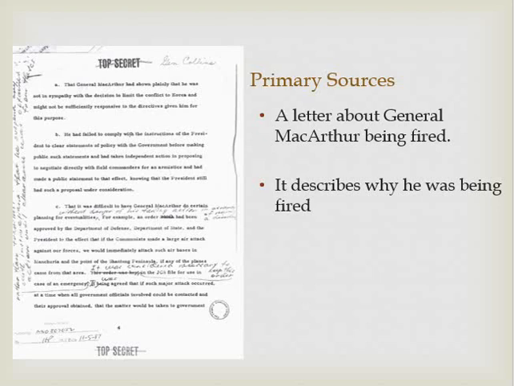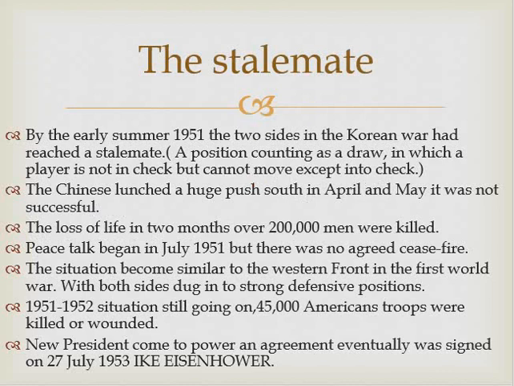Finally, the stalemate. By early 1951, the two sides in the Korean War had reached a stalemate. Thousands of soldiers perished. The Chinese launched a huge push south in April and May, but it was not successful. The loss of life on the Chinese side was enormous, and also on the American side. In these two months, over 2 lakh men were killed.